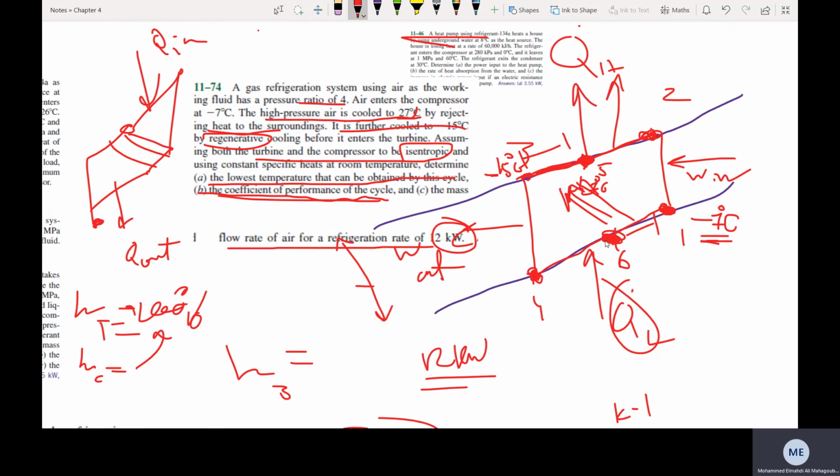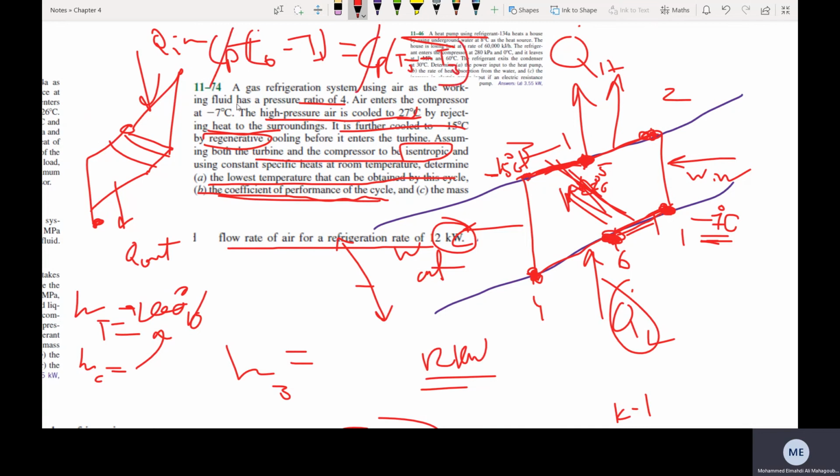And to find T6, I told you, always do the heat exchanger equation. So this is a heat exchanger process, okay? So (T6 minus T1) multiplied by Cp is equal to Cp times (T5 minus T3).